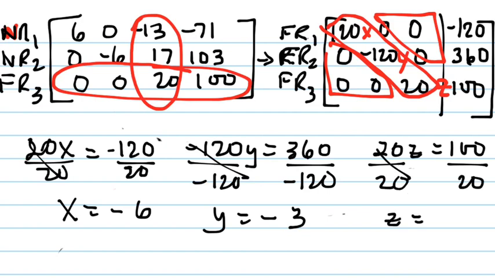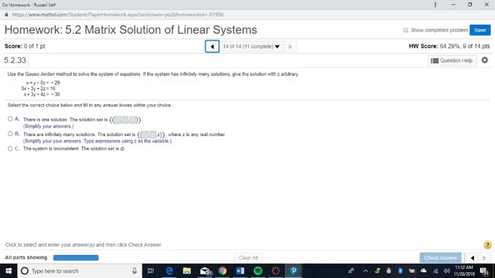And you get z equals 5. Okay? So put them in the form of an ordered triple. In other words, in a parentheses separated by commas. Let's see if we got that right. Let me write them down. -6, -3, -5. And if I didn't make an arithmetic error, those should be the answers.